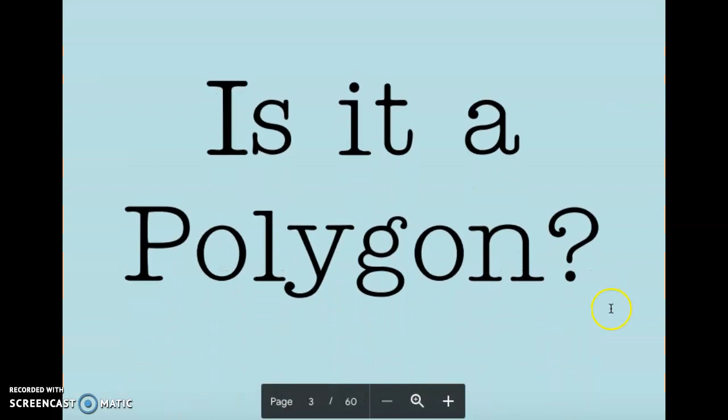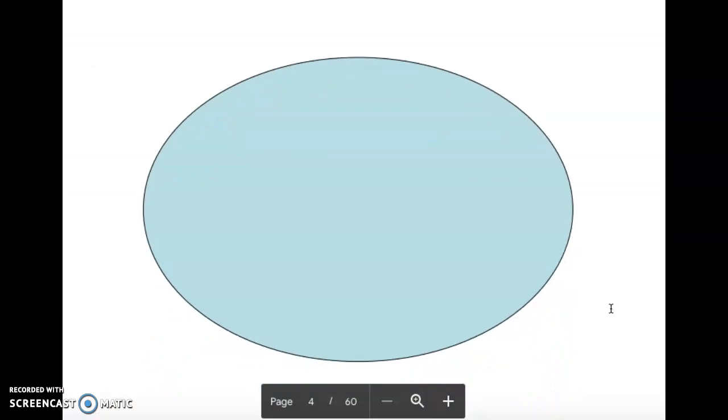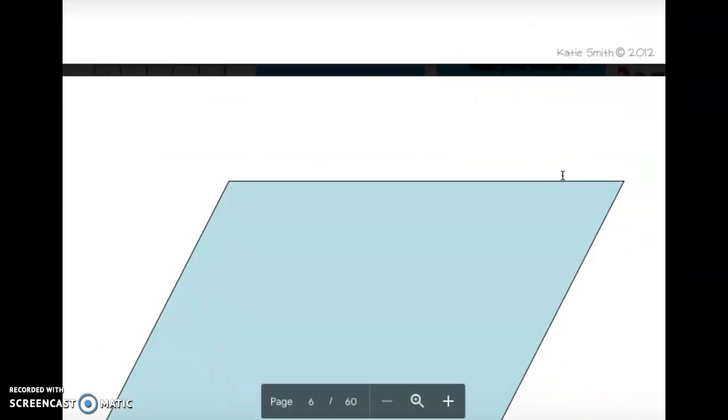So we're going to do a little game here. Is it a polygon? I'm going to show you a shape and give you a couple seconds to think and decide whether you think it is a polygon or not based on what we just learned. So think about, is this a polygon? Nope, it is not, because it does not have straight sides or edges. It has those rounded edges there.